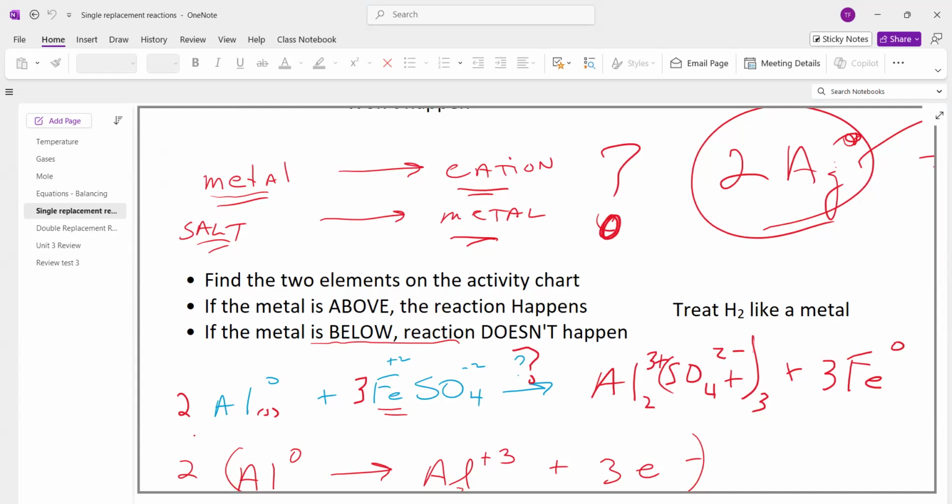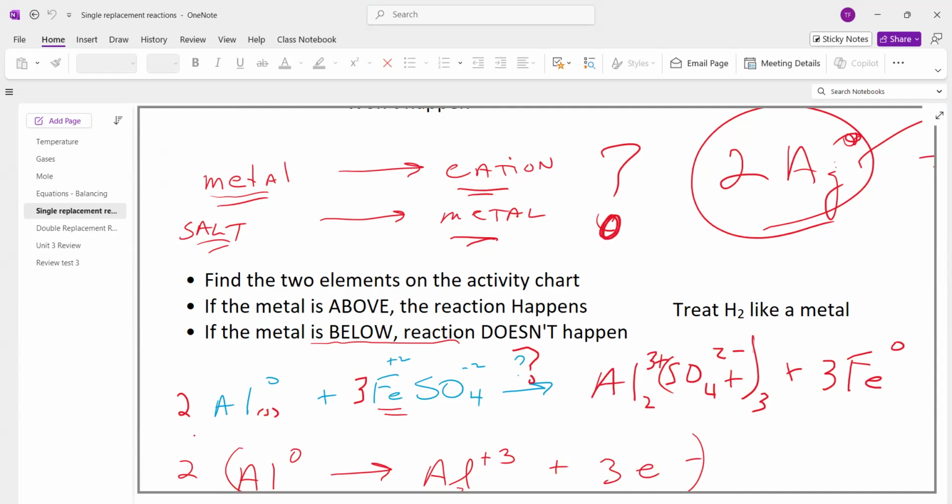It's always a metal reaction going on. Metals receive and give up electrons very easily. Frequently, that's why they're always involved in single replacement reactions, except for hydrogen, H2 gas, and the H plus ion. And you'll see that in your activity chart. Okay, so is this reaction going to happen?